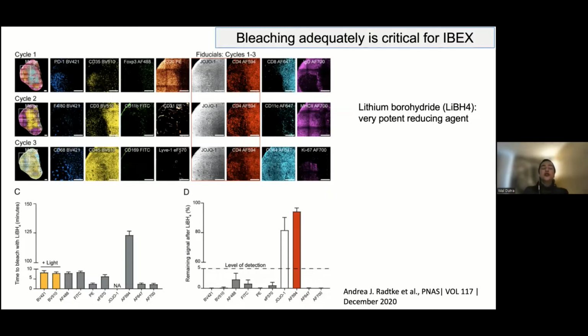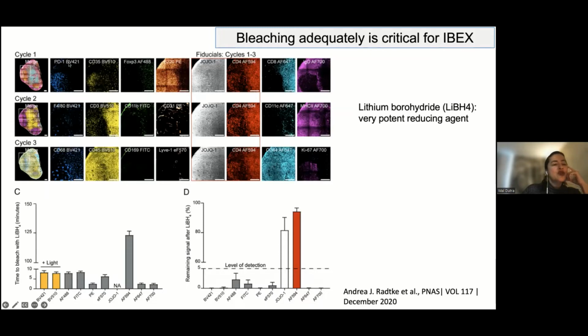So once you bleach it, you can come with your second round of antibodies to stain your tissue, and then you will acquire it again, and then you bleach it again, and you come with your third cycle, and so on and so forth. So this bleaching really is absolutely critical, and I'll show you some images of the bleaching that we've had when we were at the NIH.